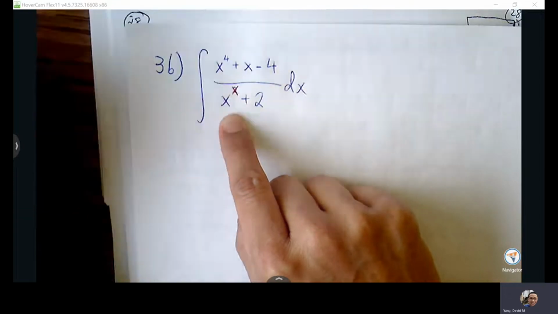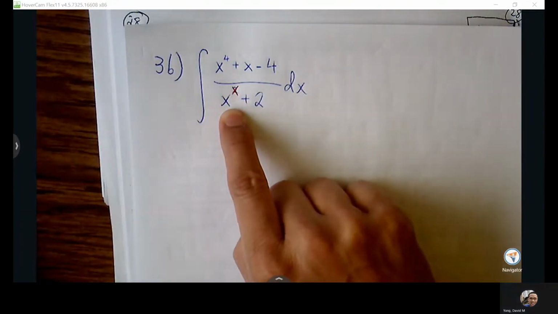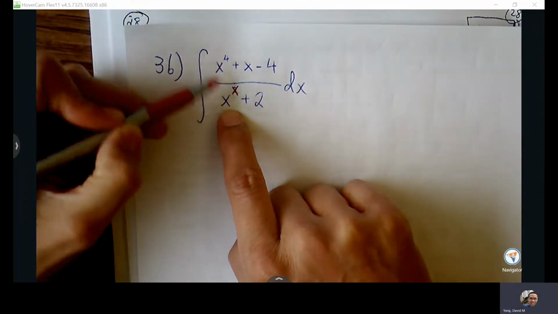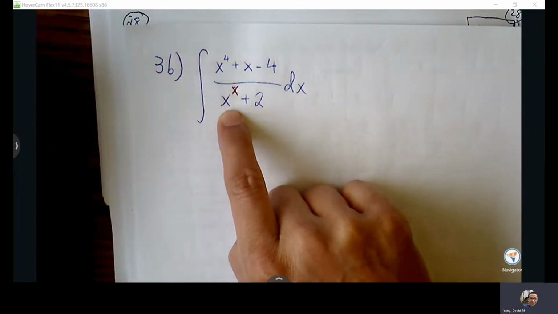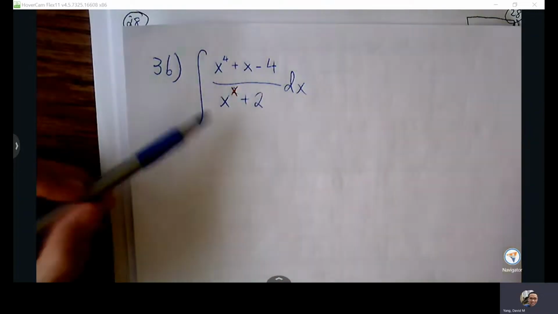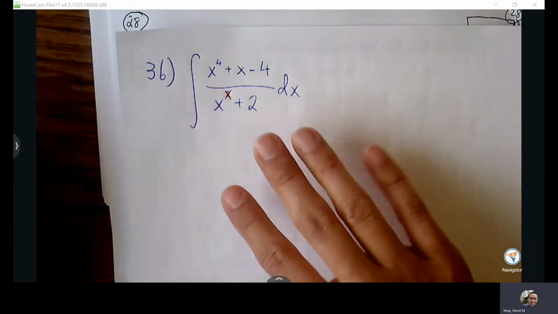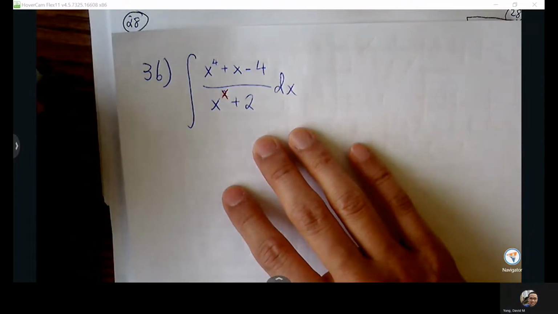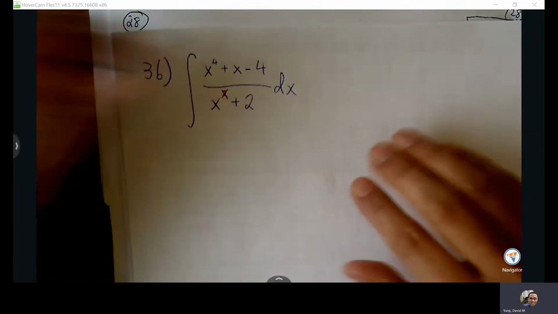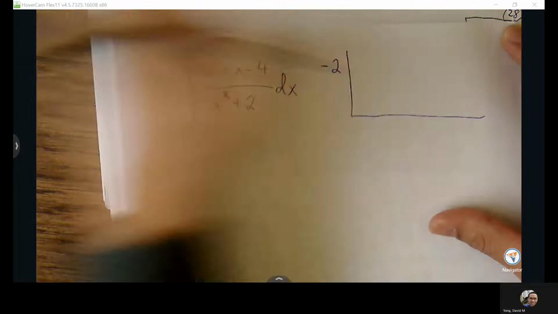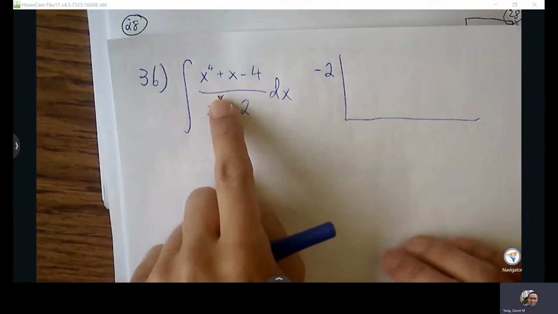I'm going to take that 2 out. I'll just make it x plus 2. So now there's a sizable gap. The numerator is higher. This is going to be a synthetic division problem. Okay, so I'll take out that x squared, just make it x plus 2. So always take the opposite sign. And now I'm going to list out the coefficients.